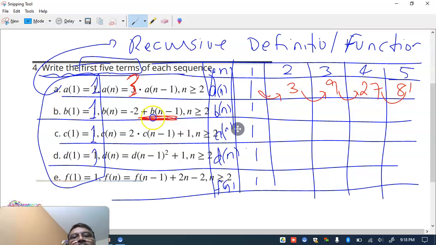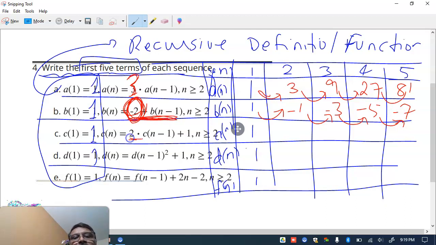In this case, what you are doing is taking away. This means you're reducing by 2, so you're going down by 2. So 1 minus 2 will be minus 1. Again minus 2 will be minus 3. Again minus 2 will be minus 5, and so on. So you're decreasing by 2, like that.